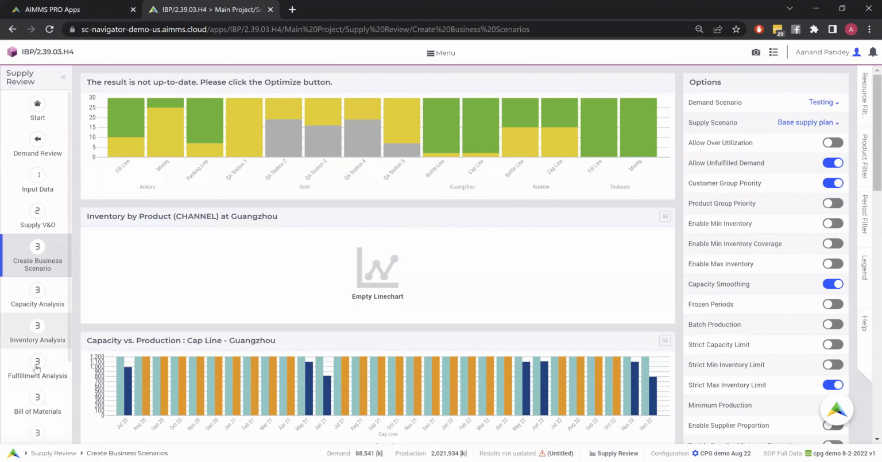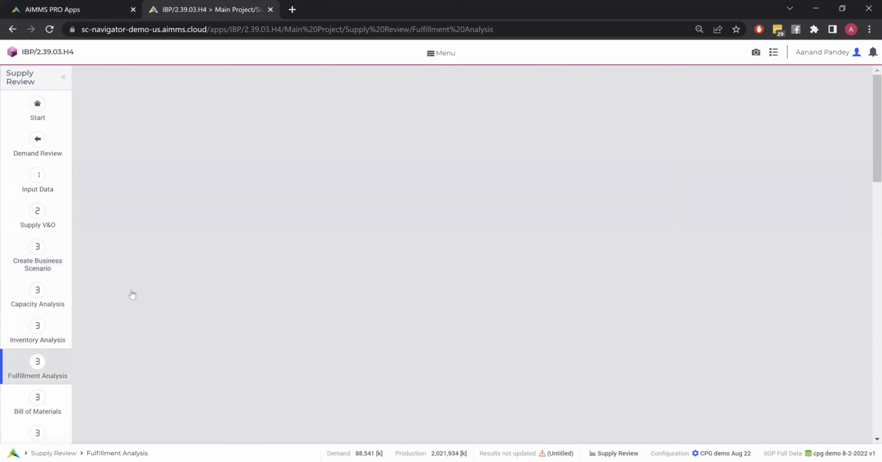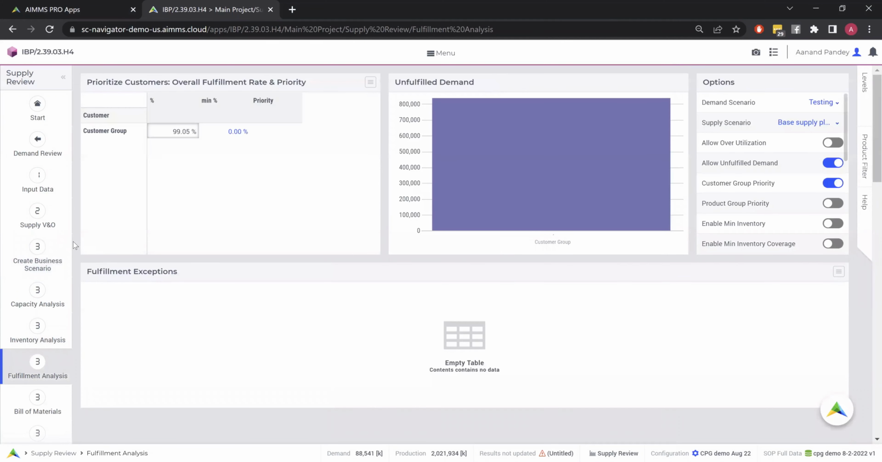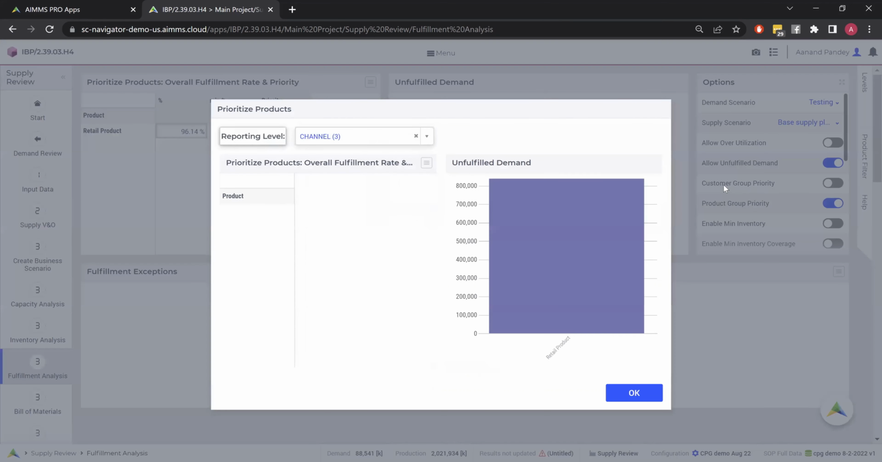And this is really where the fulfillment analysis becomes very powerful. If we hover over to it, this phase allows you to understand the demand that you are not able to meet, as well as prioritize certain demand over others. By using this customer group priority or product group priority, we can start understanding that for our retail product, we can only meet 96% of that demand, but we can set certain limitations. We could say, well, we have a 98% service level requirement.